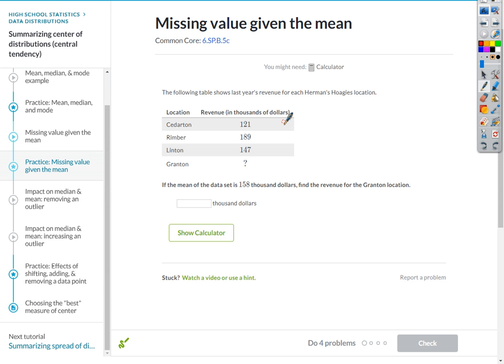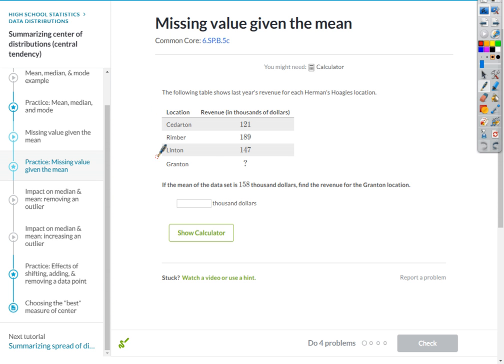So in this case, there are 1, 2, 3, 4 data pieces. And then you're going to get a product. After you get that product, you're going to subtract the sum of the data that you have from it. So let's see what that looks like.